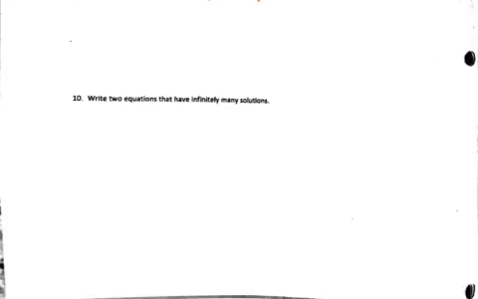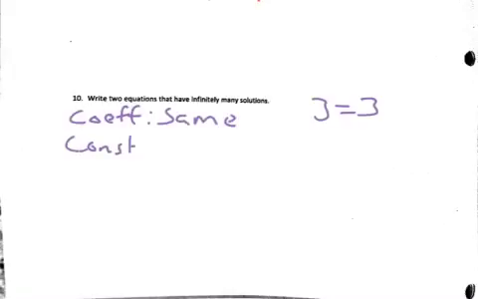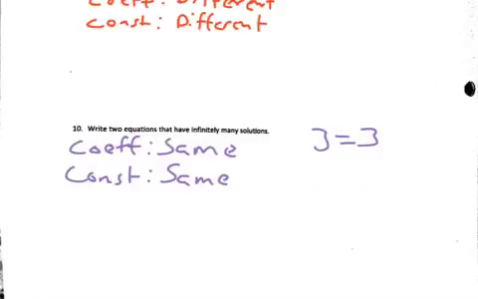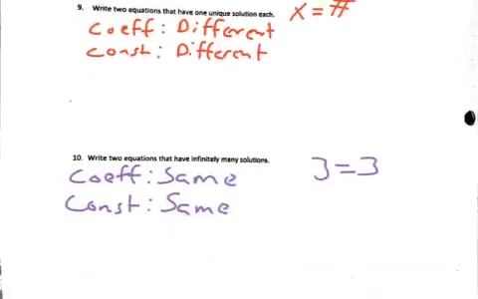And number 10, infinite many solutions. So what does that mean? Well, that means you're going to have something like 3 equals 3 when you're done. So in order to get there, you need to have coefficients that are the same, so they cancel out, and constants that are the same. Okay, so that they cancel out. Okay, so go ahead and try to write your equations for 8, 9, and 10 based on the clues that we just went over there.